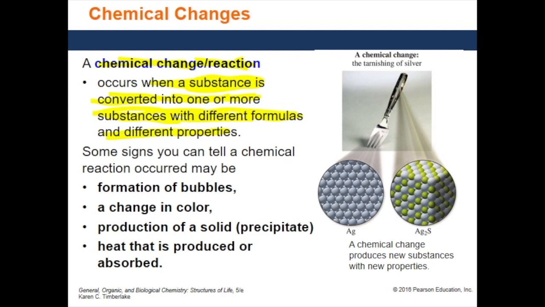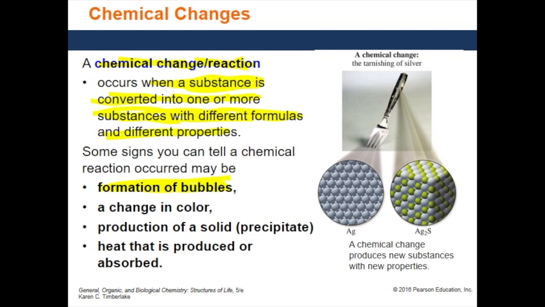Some of the signs that will give you an indication of whether a reaction is a chemical reaction or chemical change is the formation of bubbles. For instance, you can try this experiment at home. If you have some baking soda and you add some lemon juice or vinegar to it, it is going to produce a lot of gas, released in the form of bubbles. So you'll see that baking soda will start bubbling as soon as you add lemon juice or vinegar on top of it.